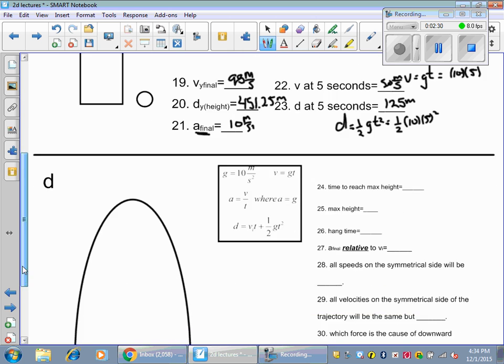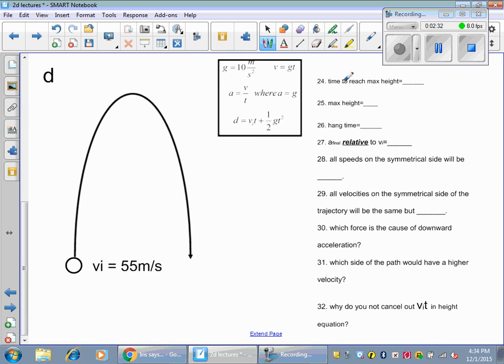All right, move down here, so parabola, here we go. Time to reach max height. So let's see, what are my givens? I have a velocity, 55. I got g, right, which is always 10, or negative 10 since if up is positive, which this velocity is positive, that means down would have to be negative, right? So g is going to be negative 10 meters per second squared.